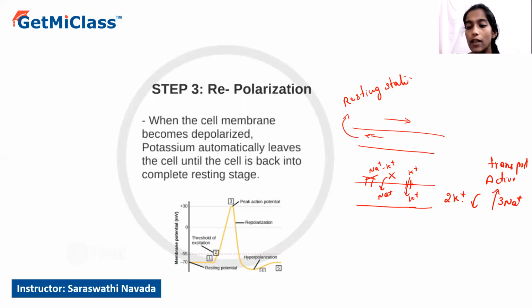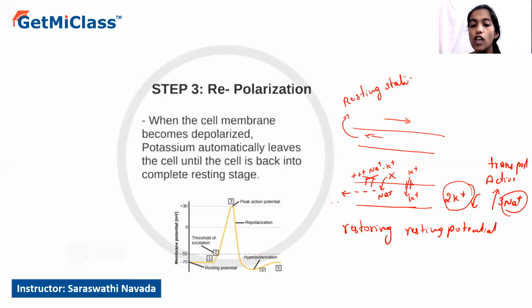Forcefully, for the influx of every 2 potassium ions, 3 sodium ions will be pumped out. So this will be helpful in restoring the resting potential. So it helps in restoring the resting membrane potential of the neuron. So the charge inside the membrane once again becomes negative, and outside the membrane it becomes positive, and the charge reaches minus 70 millivolts. So this is called the resting state, or the repolarization of the depolarized neuron.